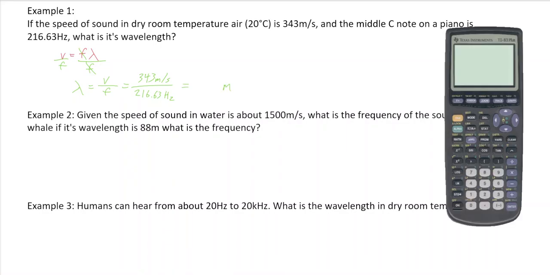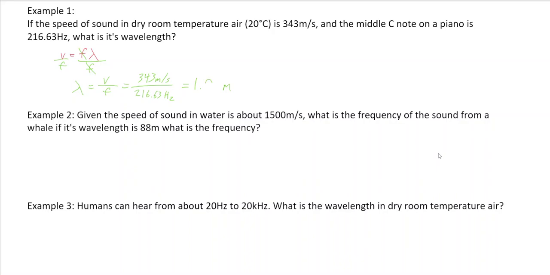So that would be this calculator here. My other calculator is not working at the moment, so I'm just using this one. 343 divided by 216.63. Simple enough. So 1.58 meters. And just in terms of sig digs, yes, we should have 3 sig digs because of this.